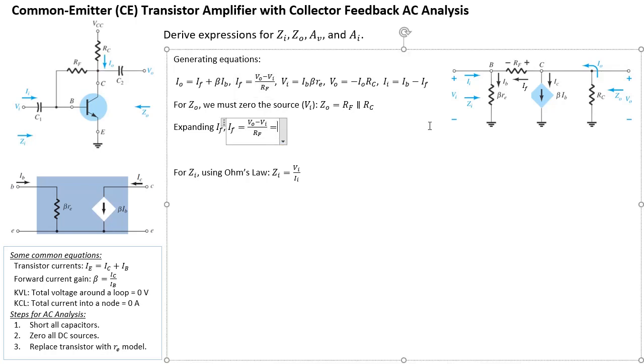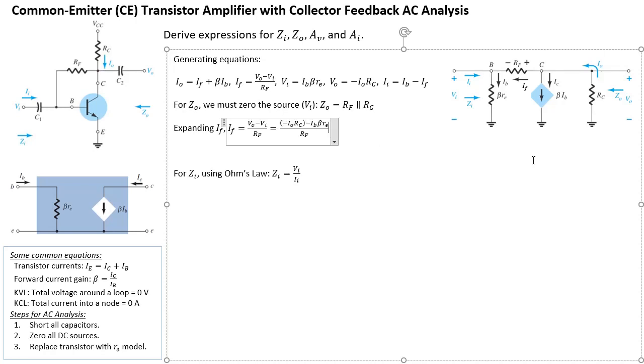Now I'm going to replace VO with all of this. So we're going to have a negative IO RC. That's the VO part. Then it's a minus VI. VI is IB times beta RE. I'll put all this in brackets because we need to divide all this by RF.